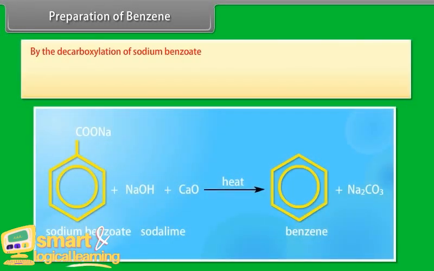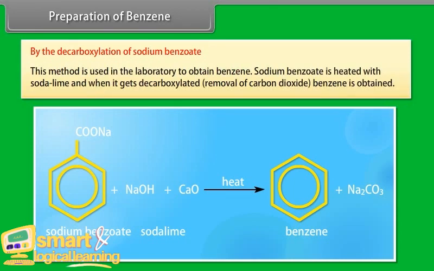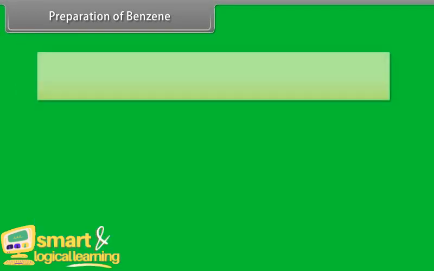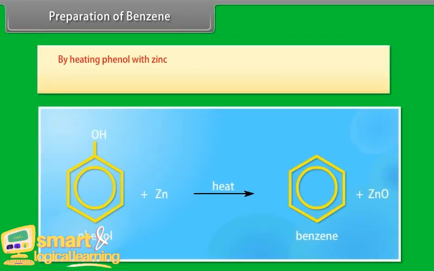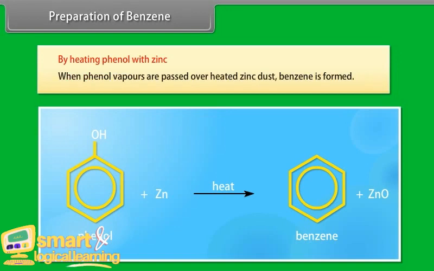Preparation of benzene by the decarboxylation of sodium benzoate. This method is used in the laboratory to obtain benzene. Sodium benzoate is heated with soda lime, and when it gets decarboxylated, that is, with removal of carbon dioxide, benzene is obtained. By heating phenol with zinc: when phenol vapors are passed over heated zinc dust, benzene is formed.